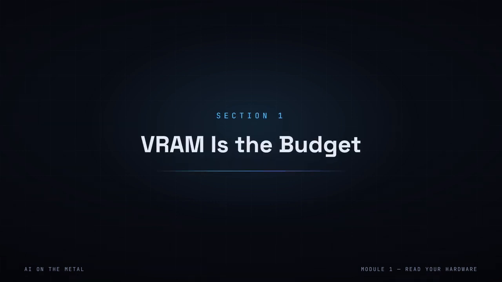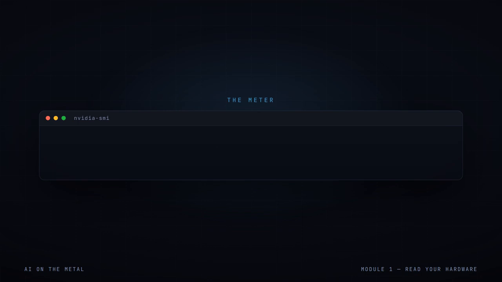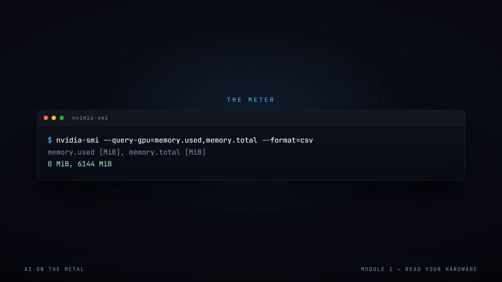Section 1, VRAM is the budget, and it is smaller than you think. Before anything else, learn to read the meter. nvidia-smi is the most useful command in this whole track. The number on the right is your ceiling, 6,144 megabytes. That is the whole budget. And the number on the left is what is already spent.